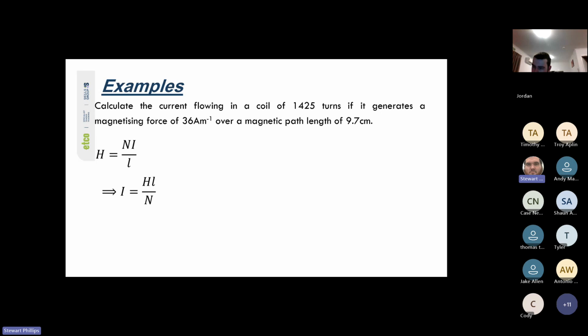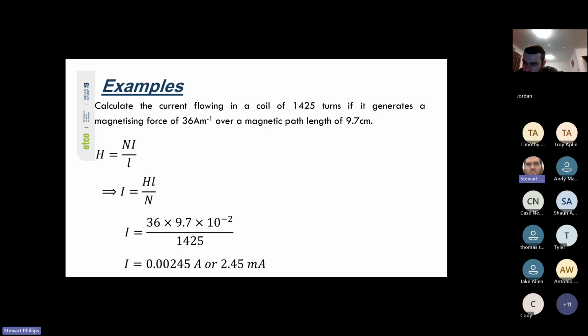So we'll go through the equation. I is equal to 36 times 9.7 times 10 to the minus 2, because we need to change it from 9.7 centimeters to 0.097 meters, divided by 1425, which is the number of turns. So we get 0.00245 amps or 2.45 milliamps.